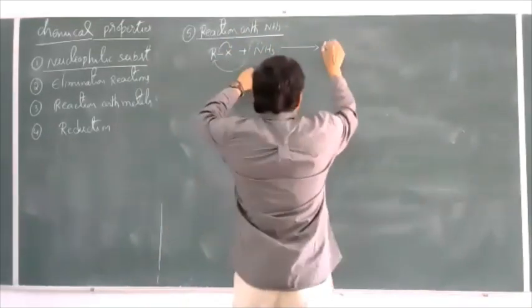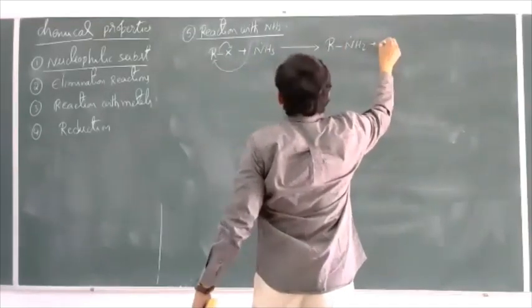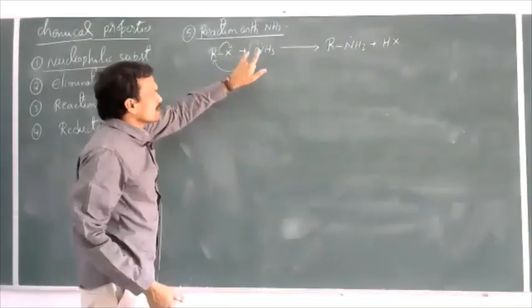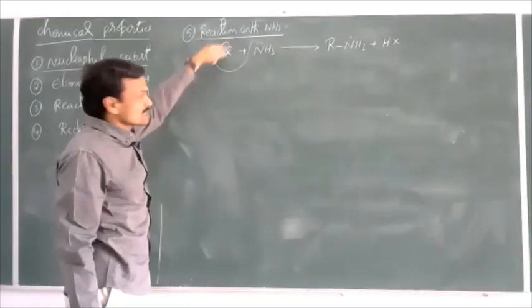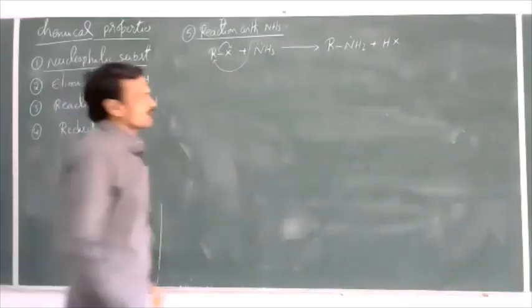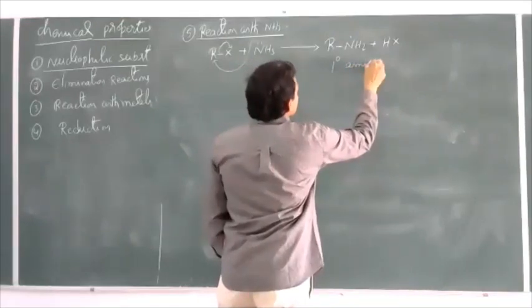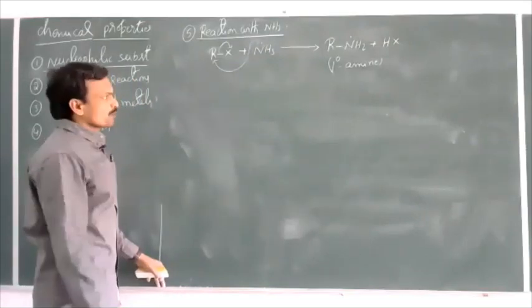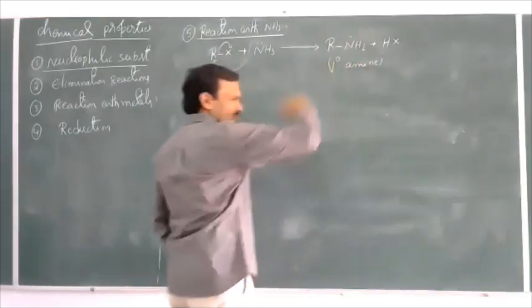That means we can get simply RNH2 plus HX. Simply NH2 minus replaces X minus. The replaced X minus and H plus combined to form HX. This is a nucleophilic substitution, and the product is a primary amine. So primary amine is a prominent product. But the reaction will not be stopped by this. Again, this RNH2 can act as a nucleophile.